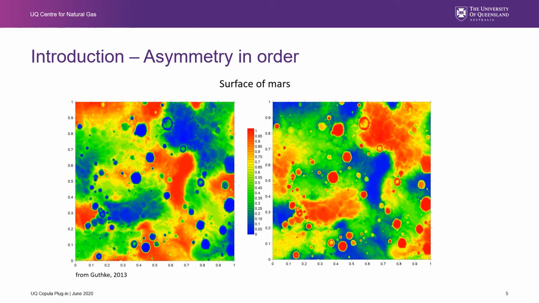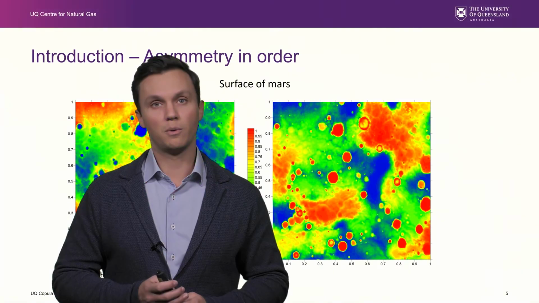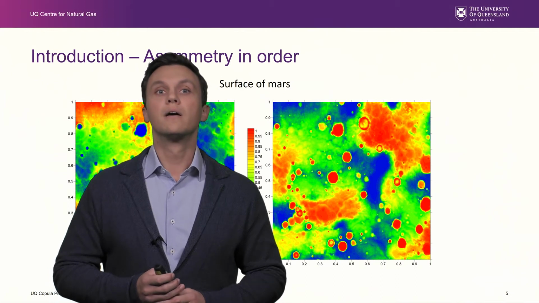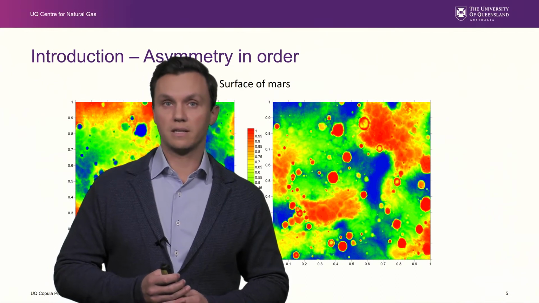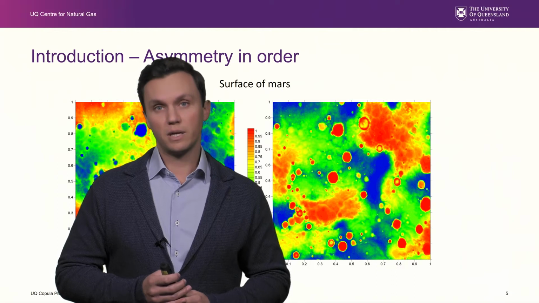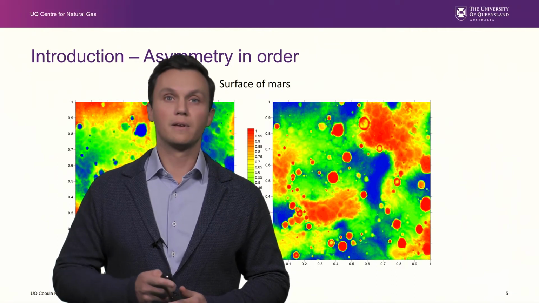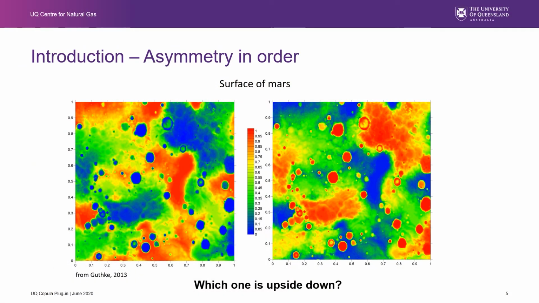Another example is again a digital elevation map, but it's from a bit further away. It's actually the surface of the planet Mars. And I did the same thing. I removed the values. So again, it's normalized between 0 and 1. 0 is low elevation, 1 is high elevation. And one of the pictures has an inverted color bar. And again, which one is upside down?